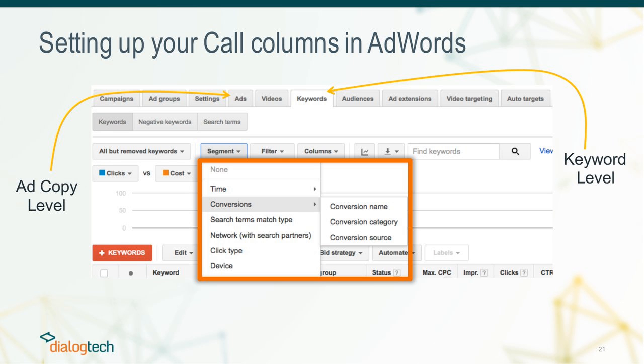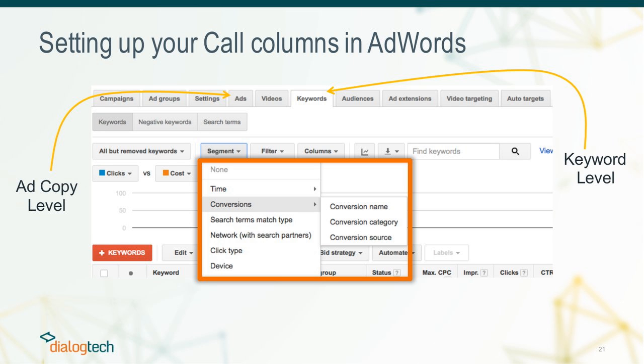You can also segment by device at the ad group level as well. So the next section we're going to talk about is viewing calls at the keyword level and at the ad copy level. So the setup is a little bit different here, and it's just the way AdWords is, the way you can configure your AdWords account. So here at the keyword level, you'll want to actually go into the segment box. The call conversions won't be available in the columns this time. It's going to be at the segment level.